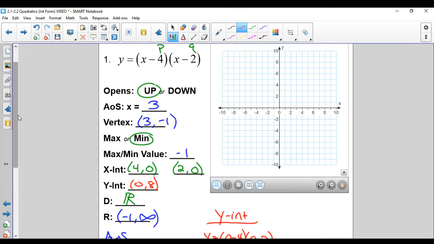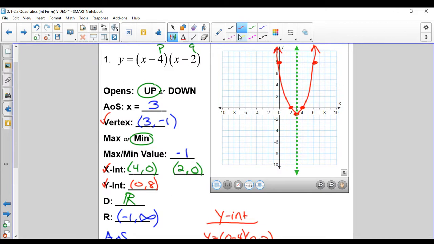(3, negative 1) is our vertex. I'm going to draw in the axis of symmetry. I'm going to plot my y-intercept, just continue to do what we've done before. Our y-intercept is (0, 8). The reflection point ends up being (6, 8). So vertex is done, y-intercept is done. I'm going to go back to the x-intercepts, plot those. (4, 0), (2, 0), 5 points. Done.